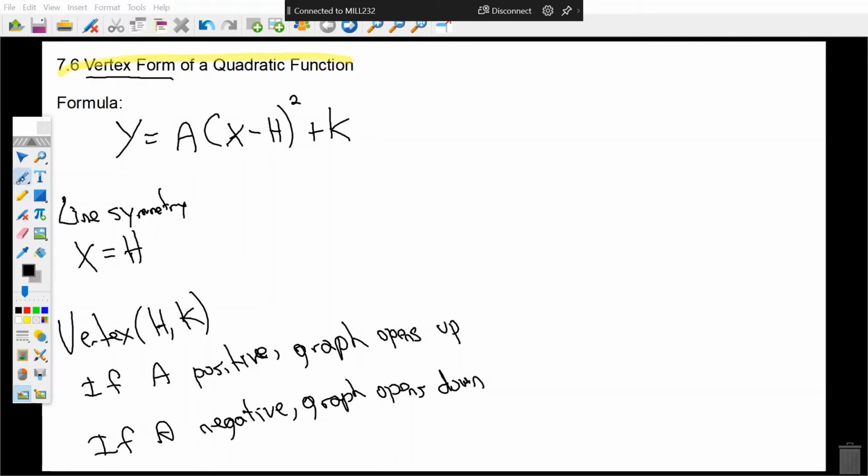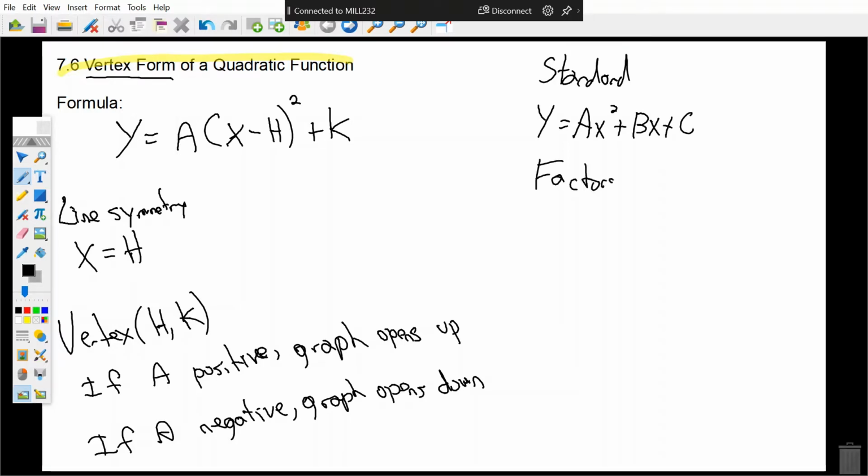Up to now, we have two main equations we've been working with. We've had the standard equation, which is y equals ax squared plus bx plus c. And we have the factored form of the equation, which is y equals a, x minus r, and x minus s.